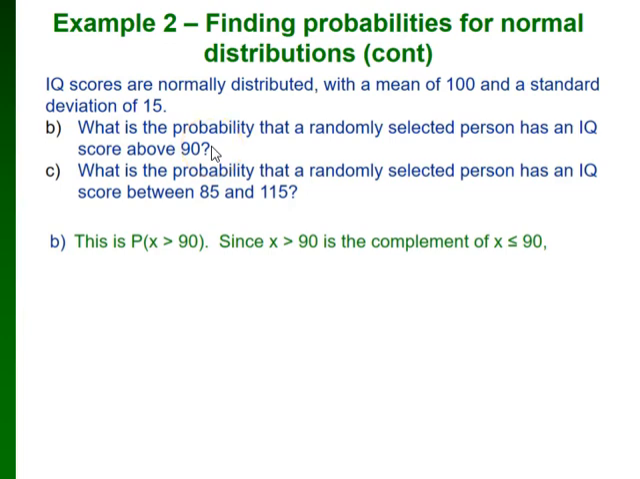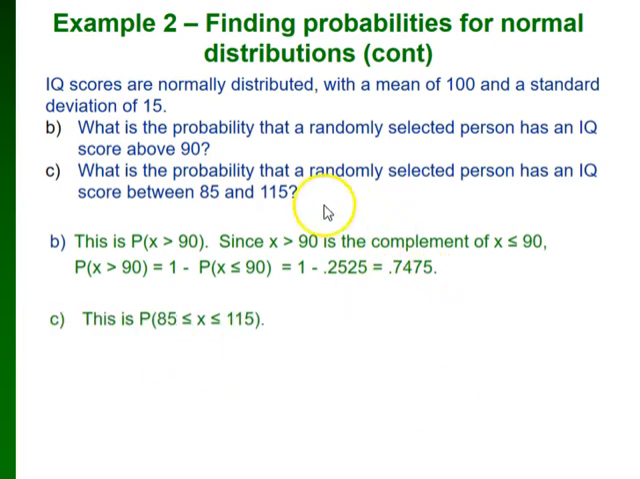Now let's do part B. This is the probability that a randomly selected person has an IQ score above 90. This would be the same as finding the probability that x is greater than 90. We already know the probability that x is less than 90 because we found it in the last problem. And these two are complements of each other, so we really wouldn't have to do any more work except for subtracting our last answer from 1. If we take 1 minus our last answer, which was 0.2525, that gives us 0.7475.